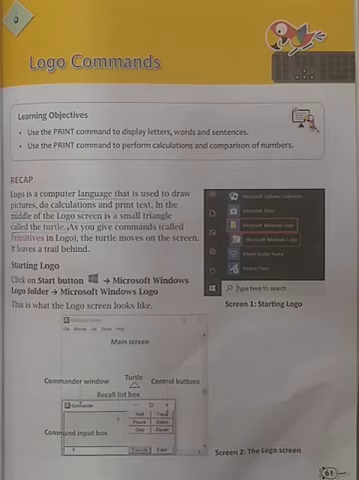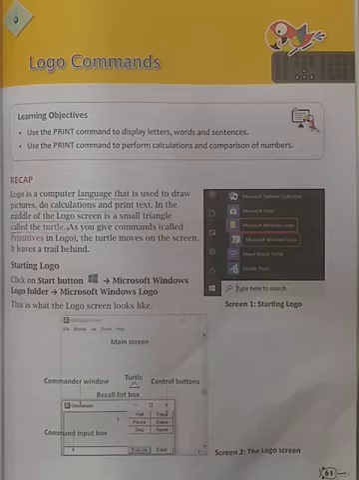To run or to start a Logo program, just click on the Start button, then search for the Microsoft Logo folder, then click on the Logo icon, Microsoft Windows application. You can see on screen 2 it shows the Logo screen. The same screen you can see on your computer.